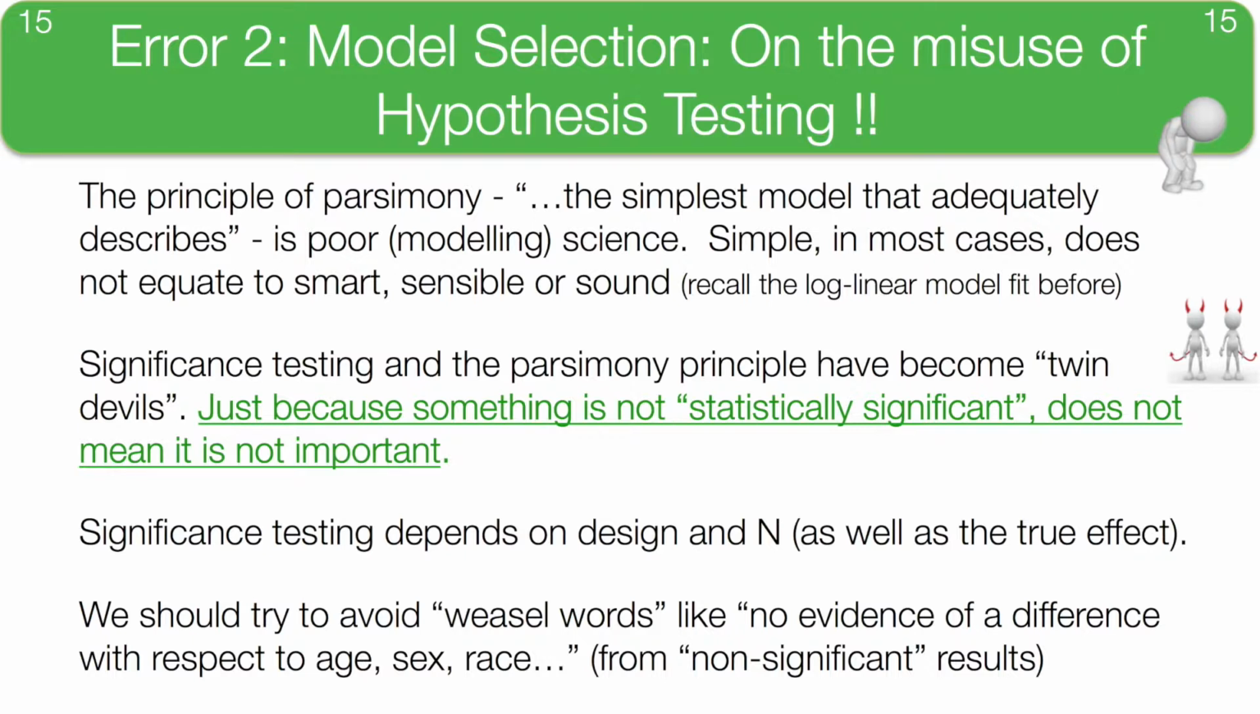And finally on this slide, I just wanted to mention, I think we should try to avoid these weasel words like "no evidence of a difference" with respect to age or sex or race, for example, in a POP-PK report, basing that statement on non-significant results. I think it's much better if we provide the estimate and a 95% confidence interval rather than use these weasel words.